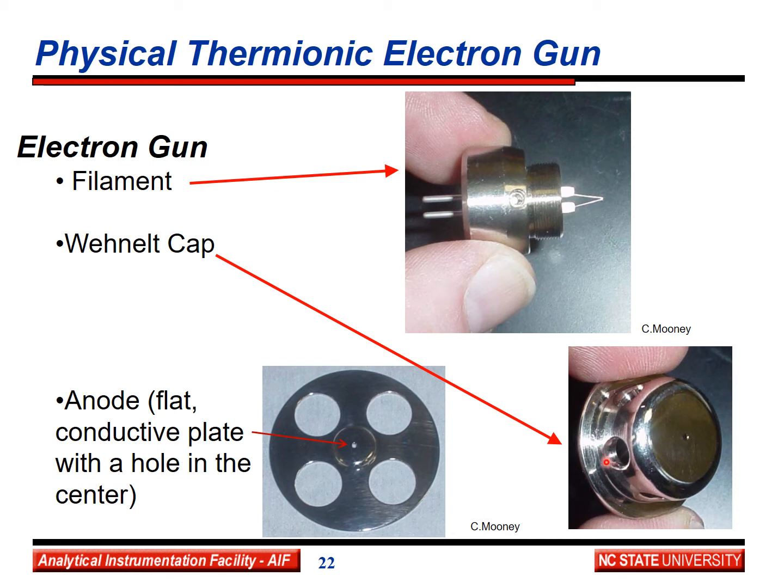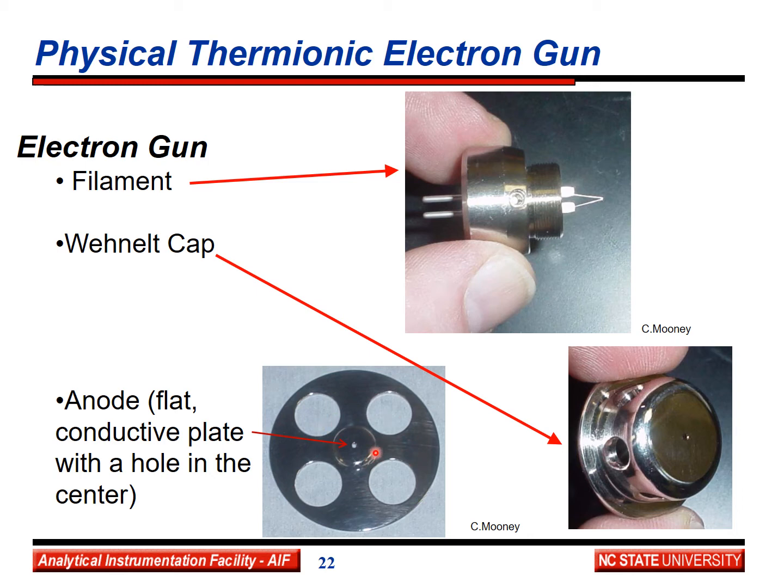Here is a Wehnelt cap. The Wehnelt cap screws onto the filament holder. You can see the threads on the filament holder where this will screw on. And all of that fits together as a single component, which fits into the high voltage cap of the SEM.